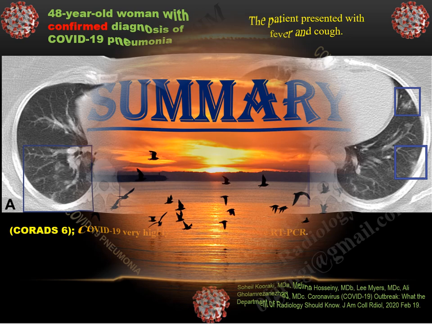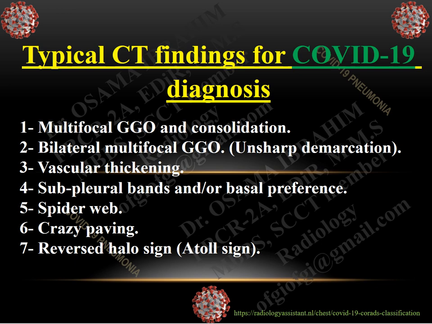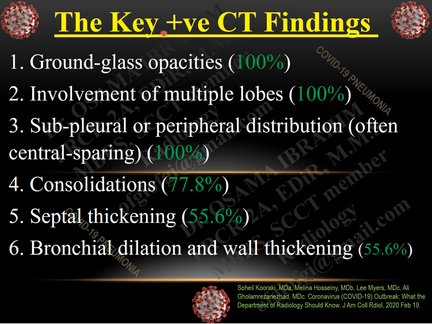Let me summarize my presentation. The typical CT findings for COVID-19 diagnosis are multifocal ground glass and consolidations, bilateral in distribution, unsharpened demarcations, vascular thickening, subpleural bands, spider webs, crazy paving, and reverse halo. The key positive CT findings are ground glass opacity 100%, involving multiple lobes 100%, in subpleural peripheral distribution 100%, in a study done for more than 1,000 patients.